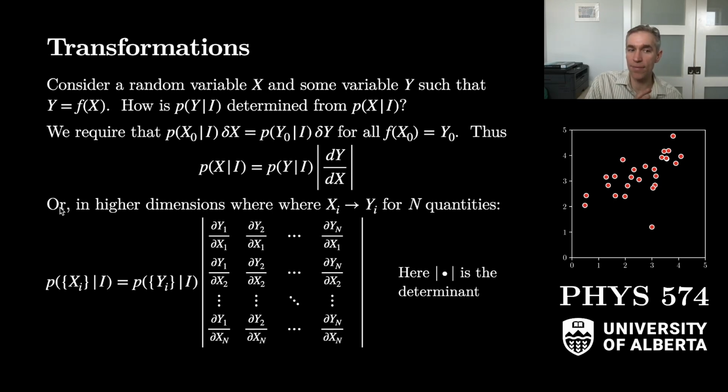Or you can have, in higher dimensions where x maps to y for n total quantities, the probability of x, a set of x's, like a vector of x's, is equal to the probability of a vector of y's times the Jacobian of the function between the two variables. So that gives us this nice transformation result that allows us to map from one variable set to another. And so we'll use that momentarily.